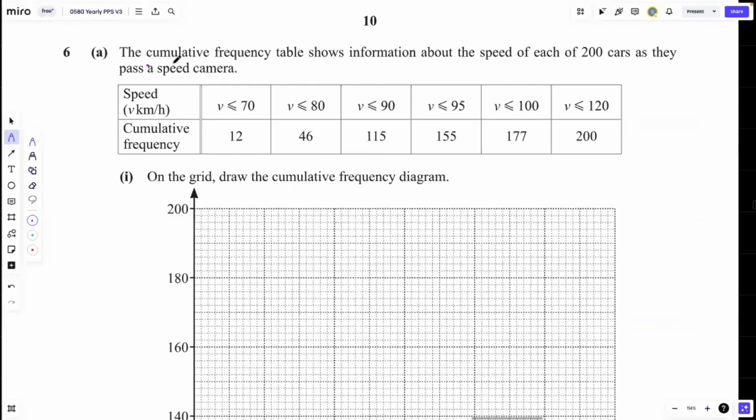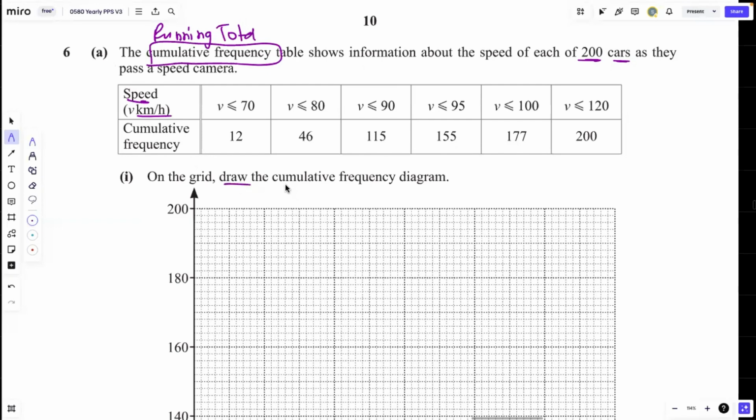Okay, next up we have the cumulative frequency. Cumulative frequency is a running total, in other words; they keep adding as you move forward. The table shows information about the speed of each of 200 cars, so you have a total frequency of 200 data values as they pass a speed camera. They're showing the speed in kilometers per hour, and you have the cumulative frequency here.